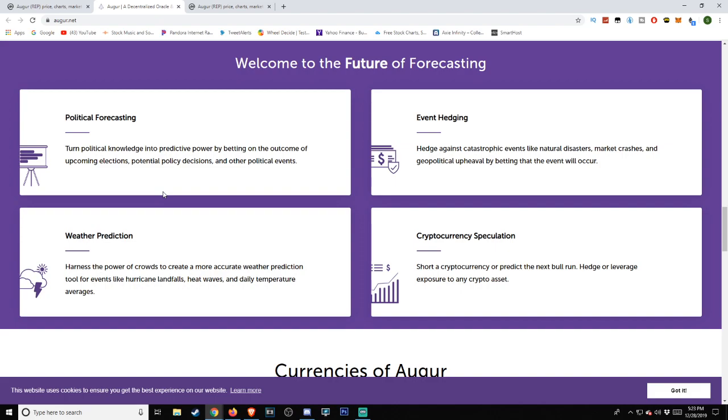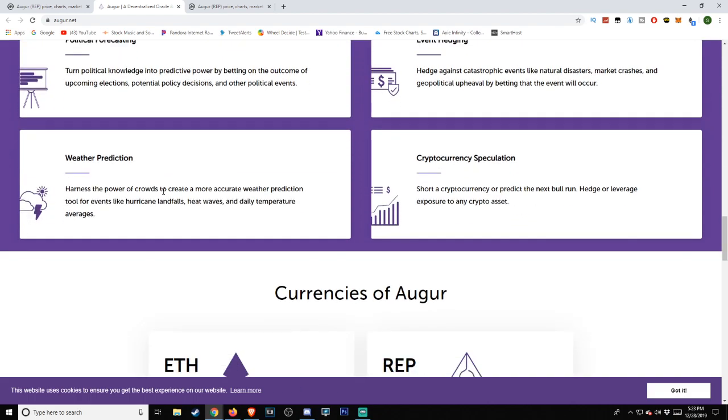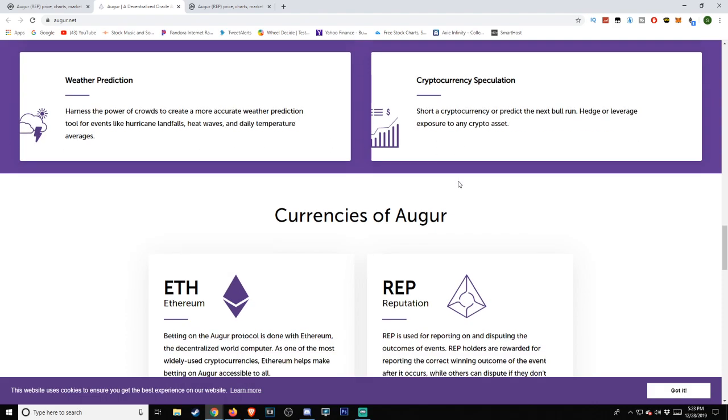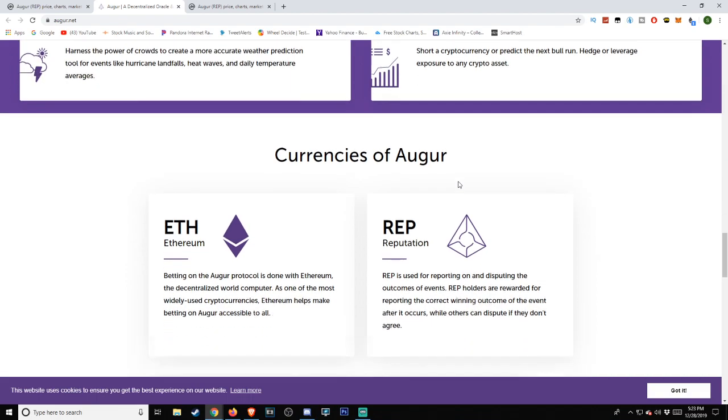Political forecasting: turn political knowledge into predictive power by betting on the outcome of upcoming elections, potential policy decisions, and other political events. Event hedging: hedge against catastrophic events like natural disasters, market crashes, and geopolitical upheaval by betting that the event will occur. Weather prediction: harness the power of crowds to create a more accurate weather prediction tool for events like hurricane landfalls, heat waves, and daily temperature averages. Cryptocurrency speculation: short a cryptocurrency or predict the next bull run. Hedge or leverage exposure to any crypto asset.